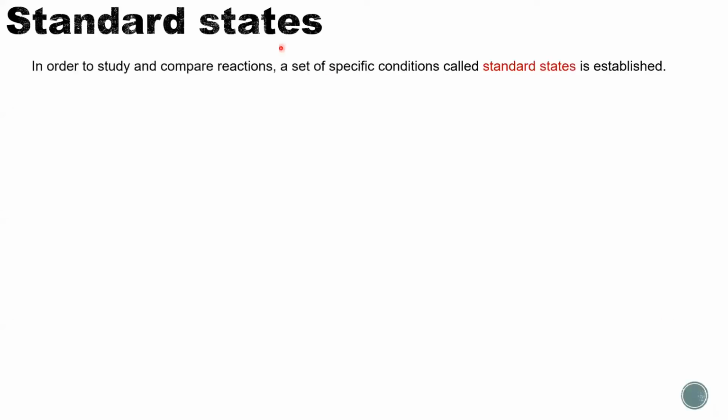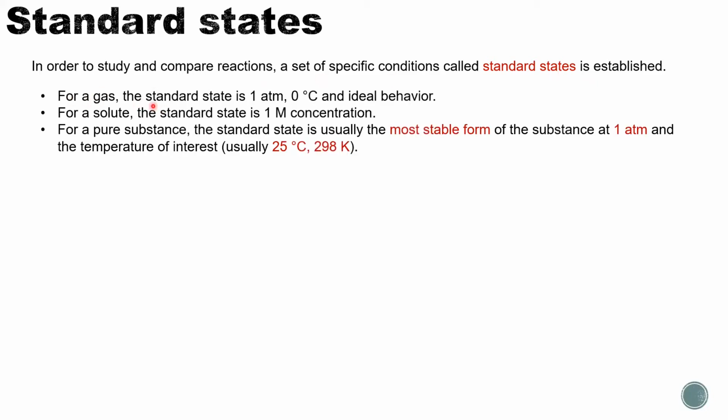So let's first talk about standard states. That's designed because we want to study and compare reactions under fair rules. So a set of specific conditions called standard states is established. For gas, we talked about that in the ideal gas law chapter. So the standard state for gas is 1 atm, 0 degrees Celsius, and ideal gas behavior. For a solute in a solution, the standard state is 1 molar concentration, 1 mole per liter.